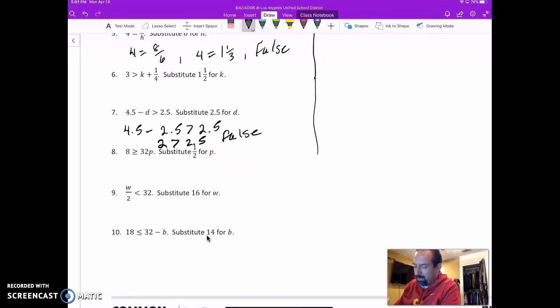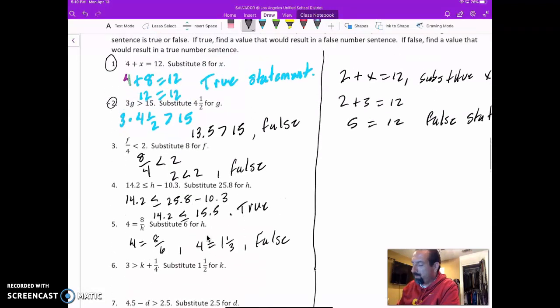Okay, let's do one more. 16 divided by 2, is that less than 32? Well, 16 divided by 2 is 8. Is 8 less than 32? True. This is a true statement, okay? So you have to know whether the statements are true or false, okay?